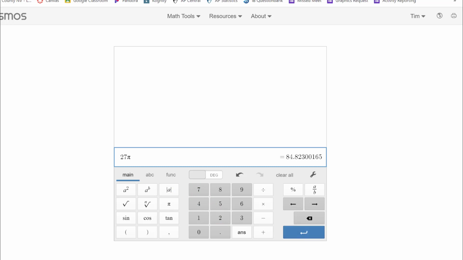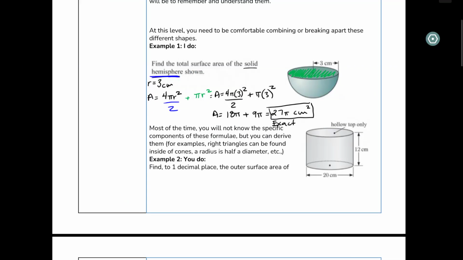And we see that it's going to be 84.823. So again, we're rounding these to 3 sig figs generally. That's going to be 84.8 centimeters squared. Again, we are always looking at these things in terms of the unit of measurement we were given. Recognize that with area, we should be looking at squared units.